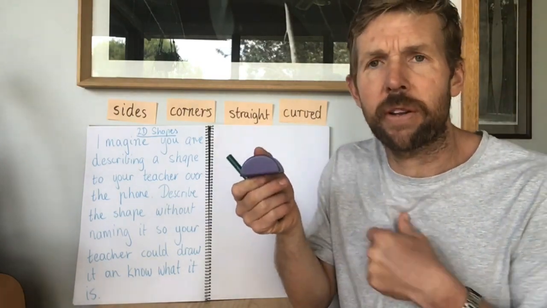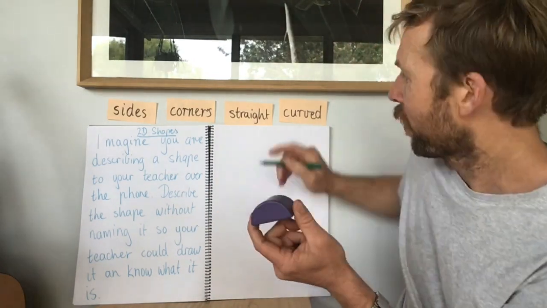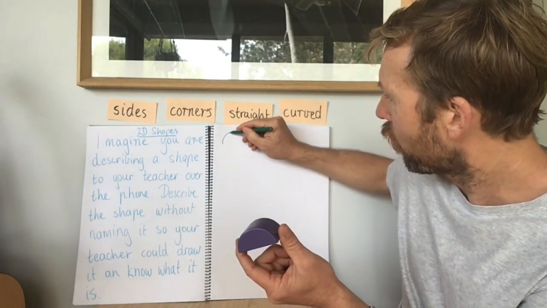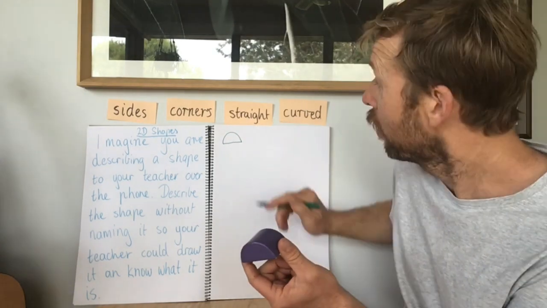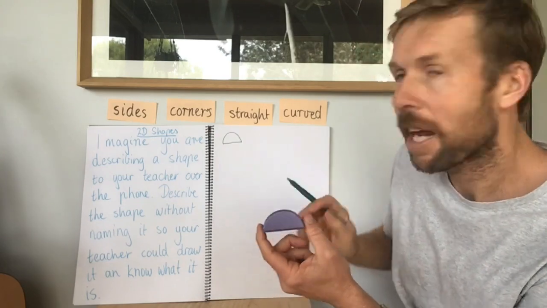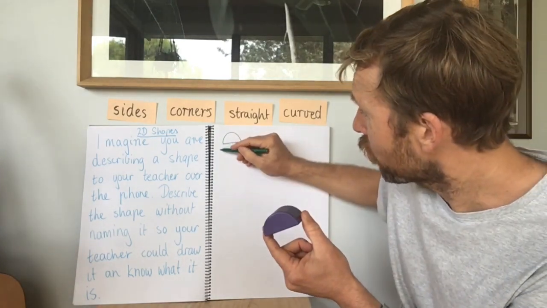So does anyone know this shape? For example, if I was going to record it in my book, I might draw it like this. I'd practice drawing the 2D shape, which is actually another skill. Then I'd talk about how many sides it has. It's got 1, 2. So it has 2 sides.